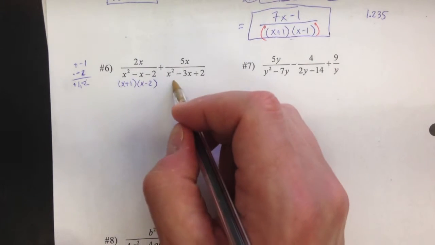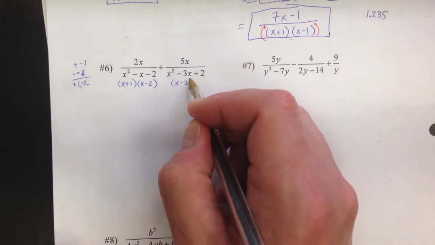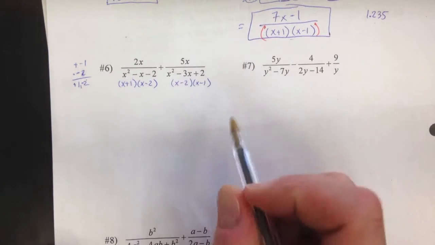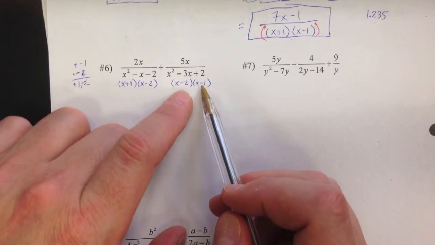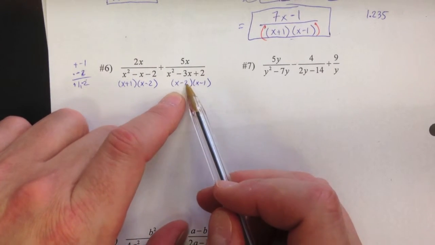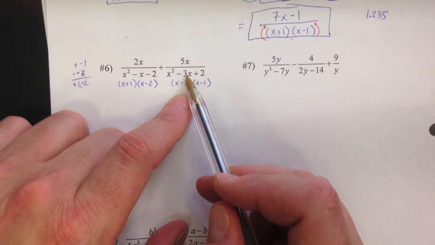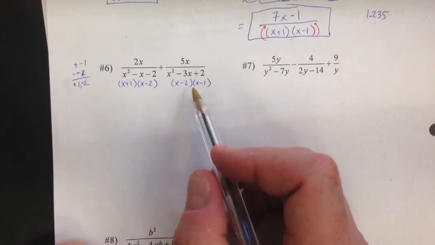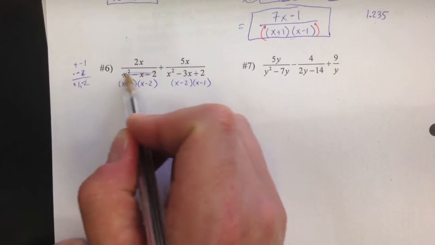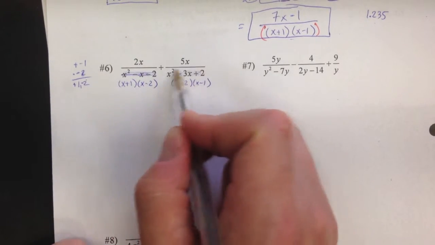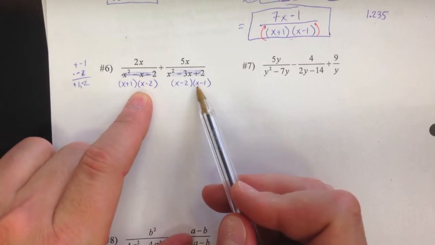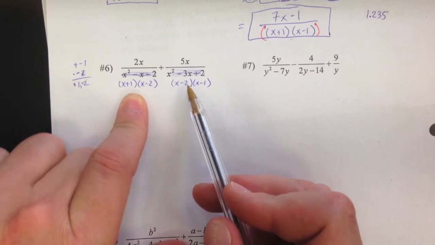And I can do the same process here. It's going to be x minus 2, x minus 1. Negative 2 times negative 1 is positive. Negative 2 plus negative 1 is negative 3x. All right, so these would be my factors. So I'm just going to scratch that out, and I'm going to think of them using the factored pattern.